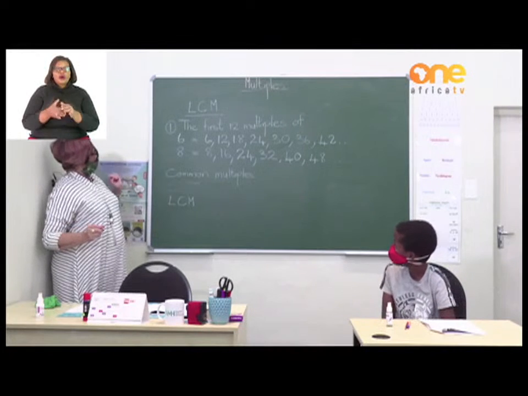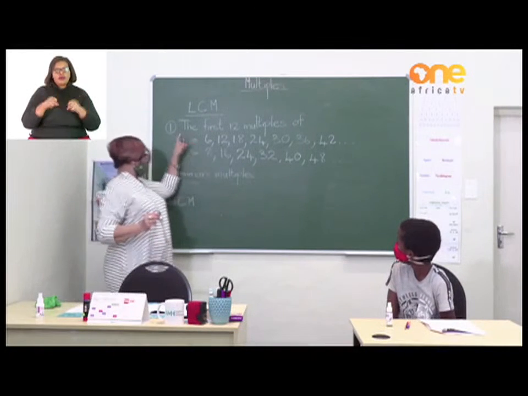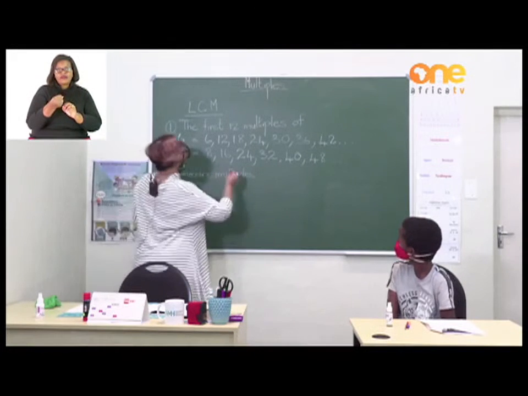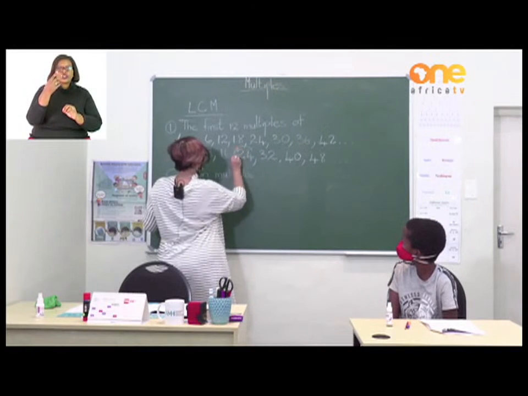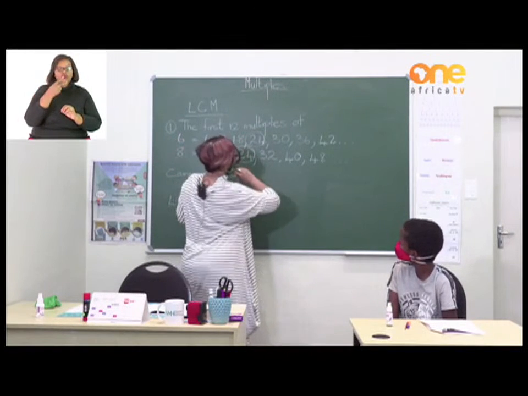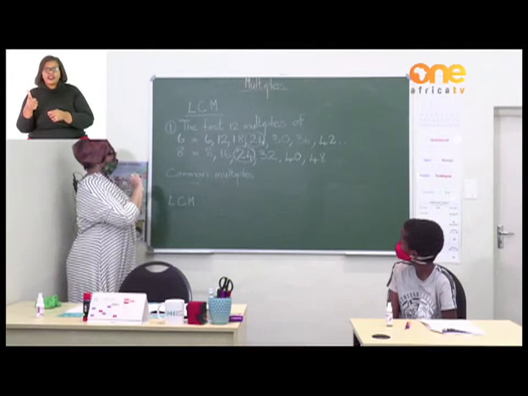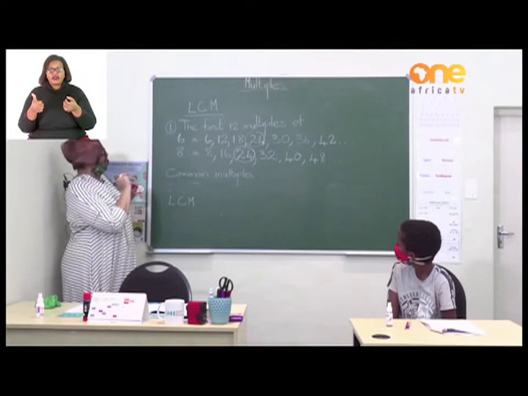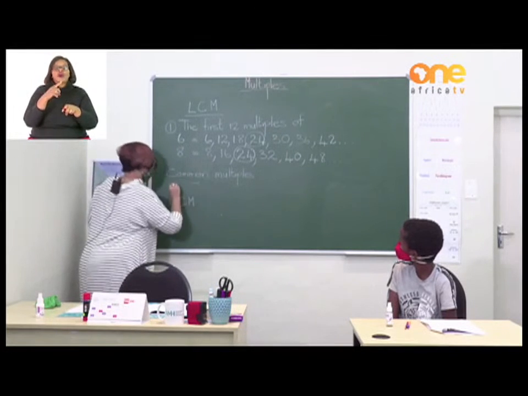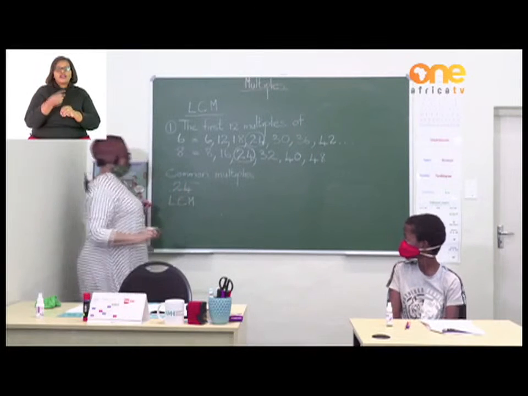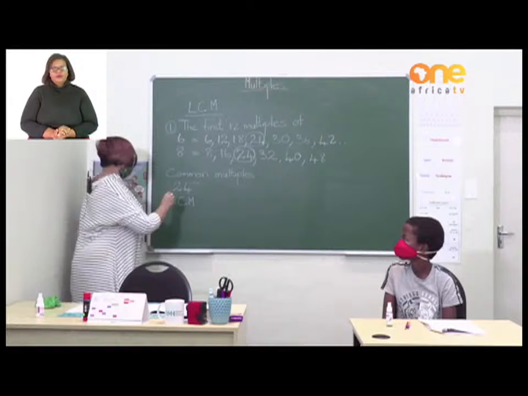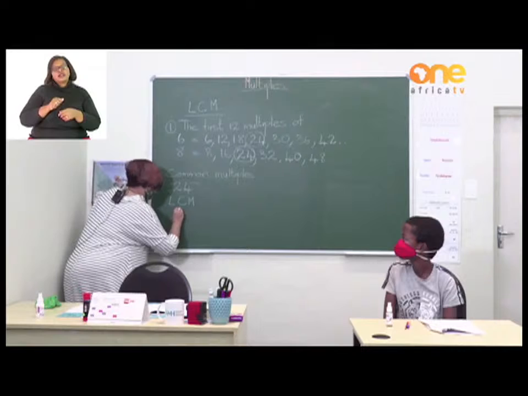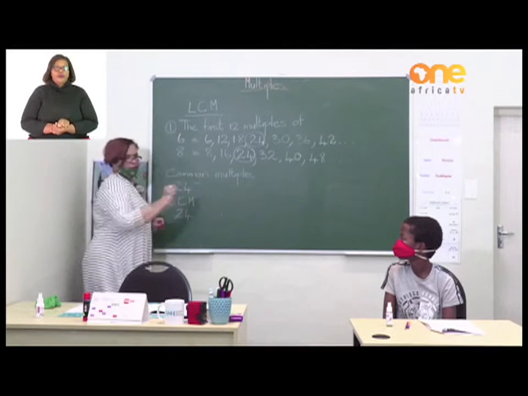Pomwene, can you find the common multiples in these two sets of numbers? 24. Which one? He says 24. Is there another one? Can you find another one? No. So the only common multiple that we have here is 24. So it means our LCM, our lowest common multiple of 6 and 8 is 24.